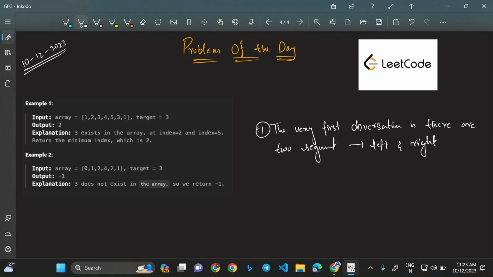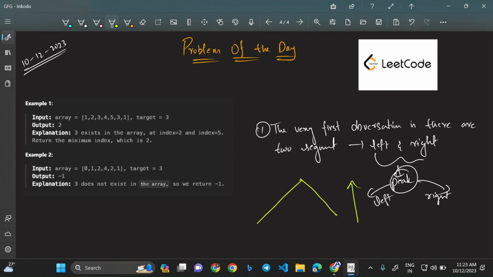At what point am I talking about? At the peak. Left of peak, right of peak. These are the two segments that I'm talking about. But why am I calling them segments? Because left of peak, we have everything increasing. This is how the peak looks. This is the peak. Everything to the left, this is the left, and this is the right. So everything to the left increases.